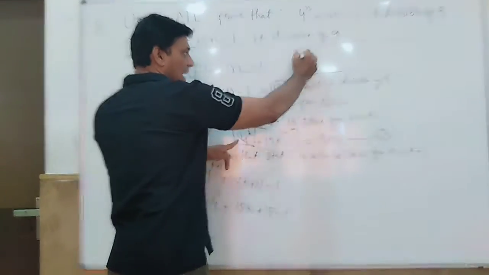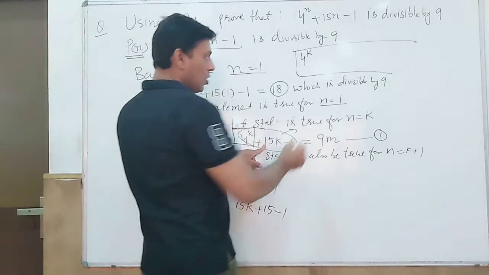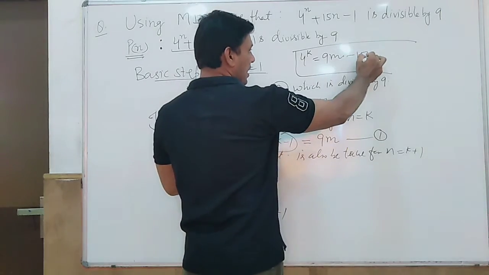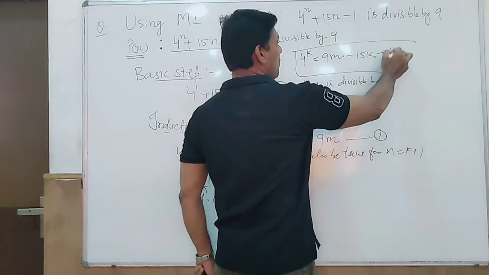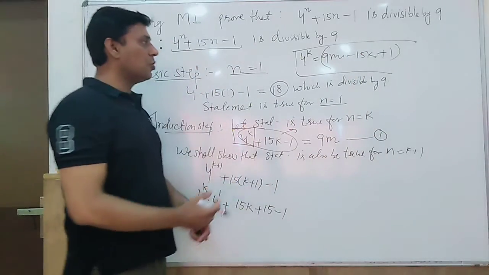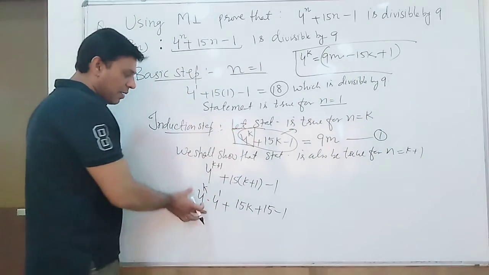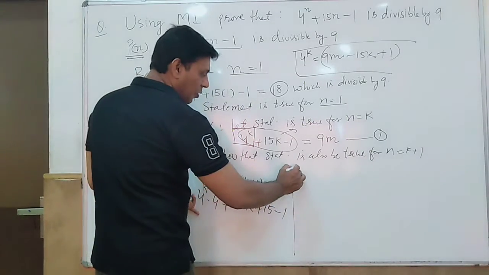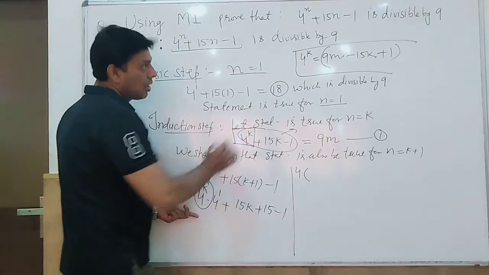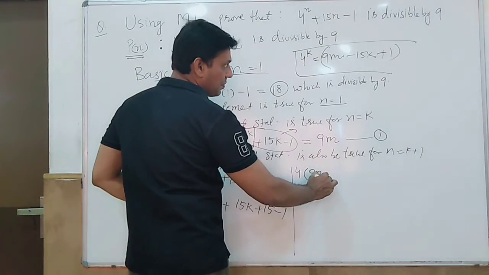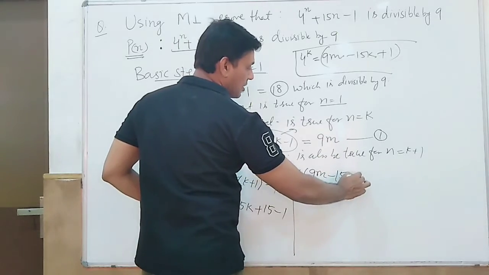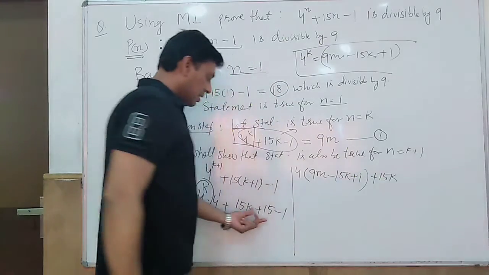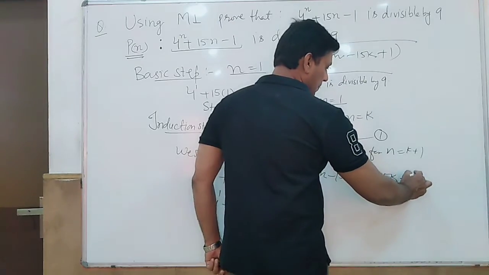First I can find the value of 4 to the power k, which will be 9m minus 15k plus 1, because this result is true. So in place of 4 to the power k, I can put this value. So in place of 4 to the power k, I can write 9m minus 15k plus 1, then plus 15k, then 15 minus 1, that is 14.